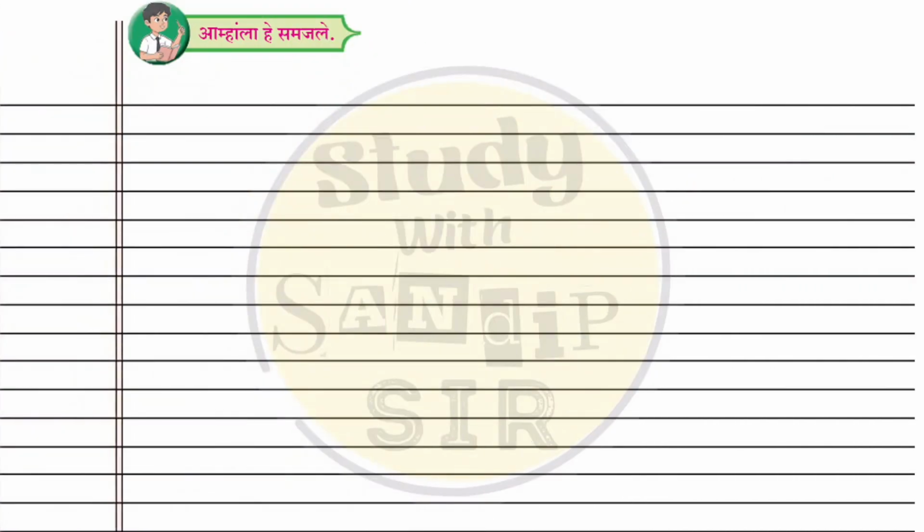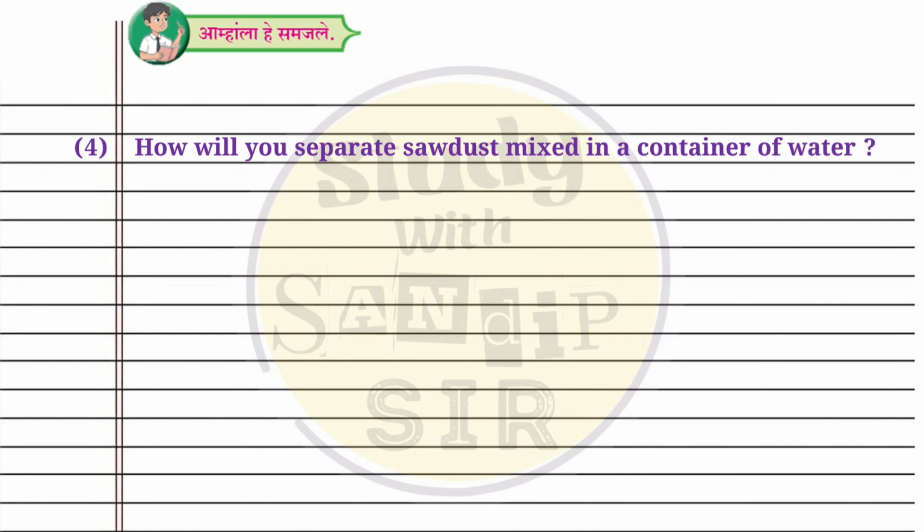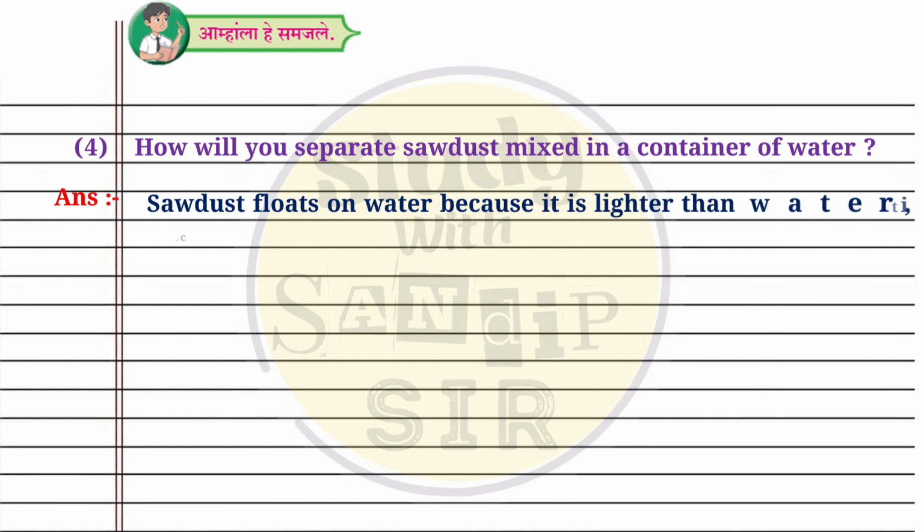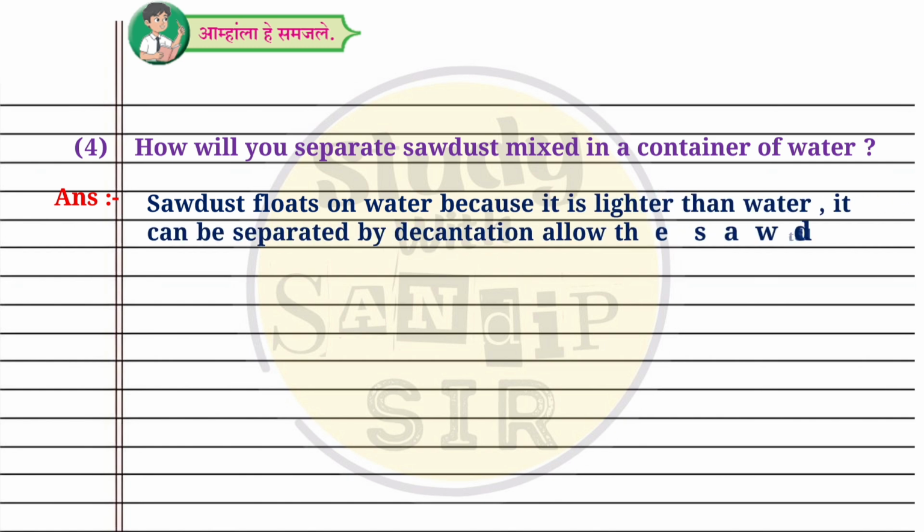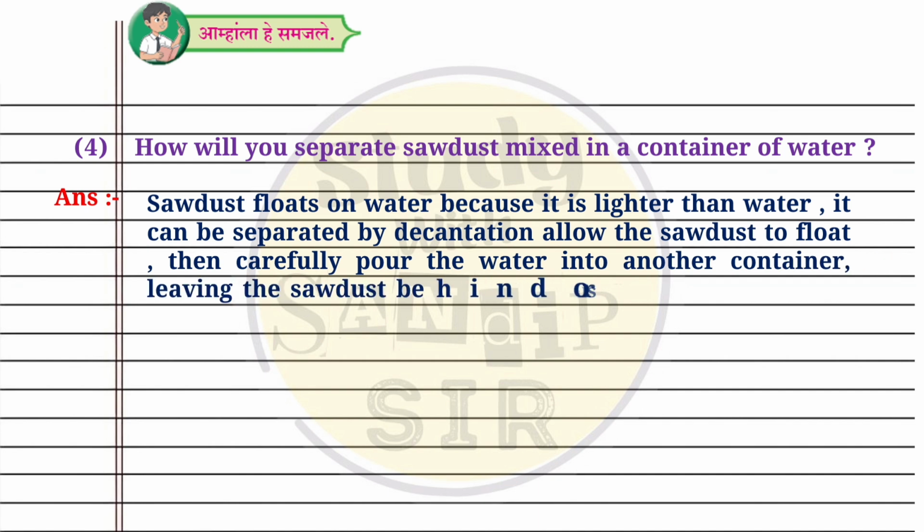Next question is question 4. How will you separate sawdust mixed in a container of water? The answer: sawdust floats on water because it is lighter than the water. It can be separated by decantation. Allow the sawdust to float, then carefully pour the water into another container, leaving the sawdust behind, or skim the sawdust from the surface.